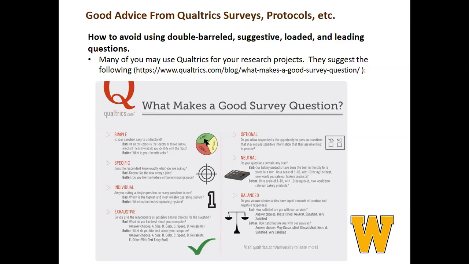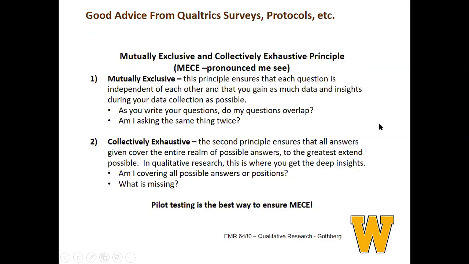So you can see here that they have 7 points highlighted. Keep it simple, make it specific, keep it individual, make it exhaustive, have options, be neutral, and be balanced. We're going to look at a couple of these a little more in depth. So from that, you can see that they follow the principles called NICE. NICE is mutually exclusive and collectively exhaustive principle.